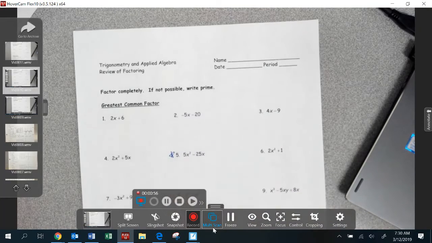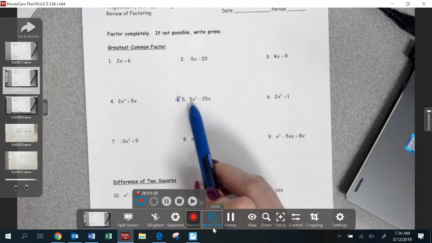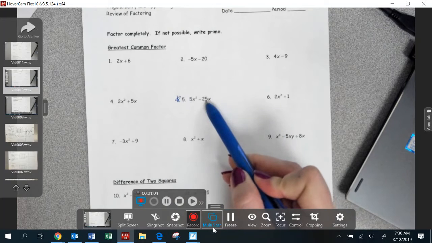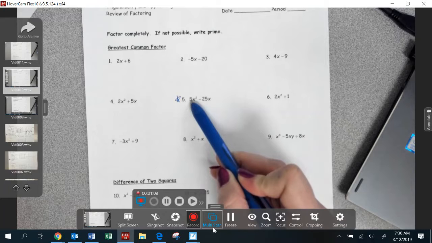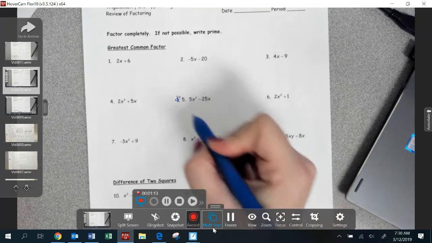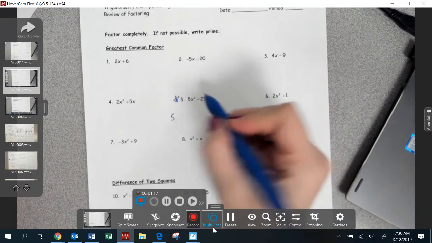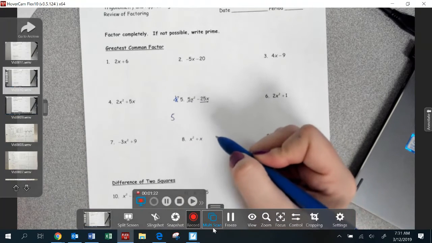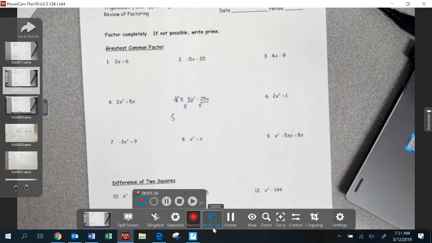So I'm going to do number 5 with you here. I'm going to look first at the coefficients and consider if there's any common factors. Obviously, 1 is a common factor to both, but 5 is also a common factor since 5 can go into itself, and 5 can also divide evenly into 25. So I'm going to make a note of that out front of my parentheses that I'm going to be writing. You can also think of dividing both of the terms by whatever we decide the GCF to be. So I'll mark 5 as what I'm going to divide by here as well.